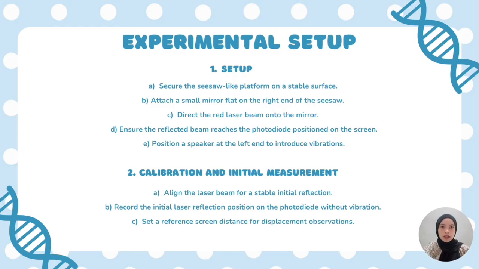Next is calibration and initial measurement. Align the laser beam for a stable initial reflection. Record the initial laser reflection position on the photodiode without vibration. Set up the reference screen distance for the displacement observation.